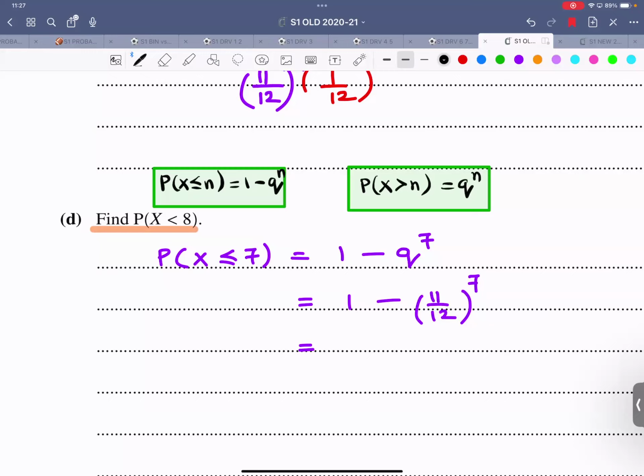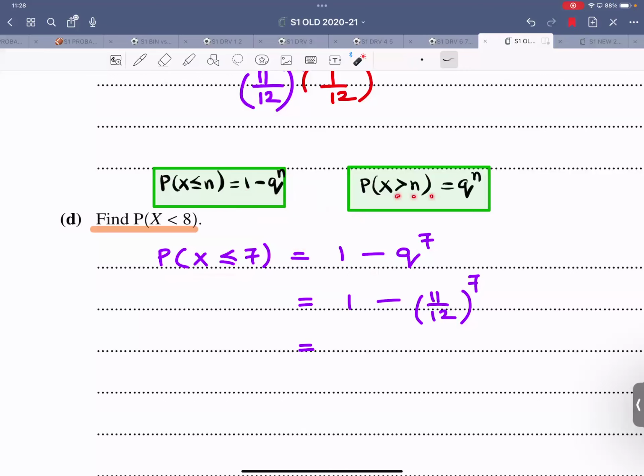Now let's say over here, what have they asked? They have asked x is less than 8. It does not fit this. It does not fit this. Yes, it almost fits this except for the equal sign. So less than 8 is basically less than or equal to 7. So you have to realize this, then apply the formula. It's as simple as this.